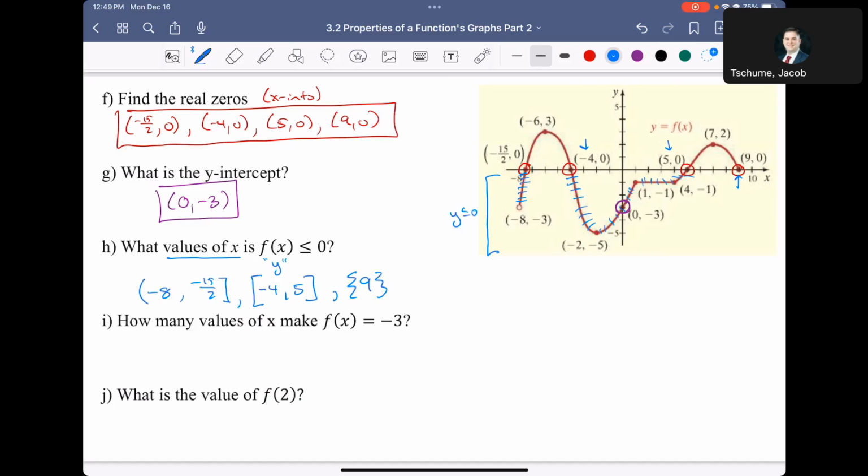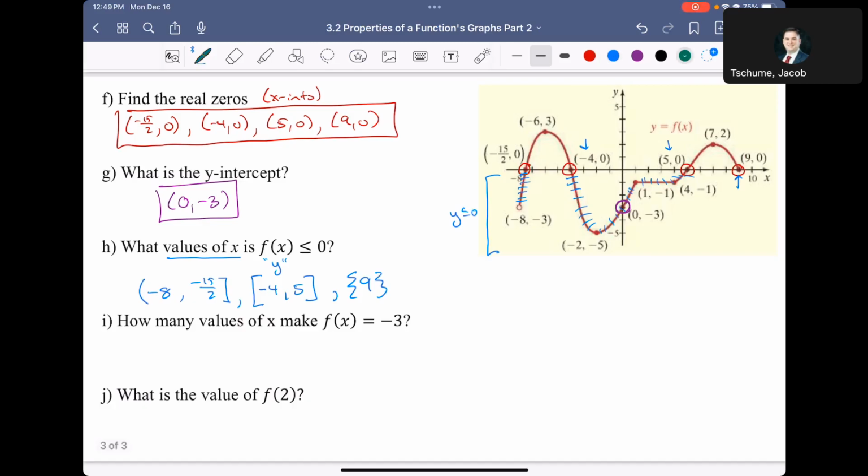But anytime that you want to include only a singular number in your interval, you will use the brace notation, because you can't use interval notation when there's not more than one number. So a little trickier there, but that's all the spots where the graph is below the x-axis.